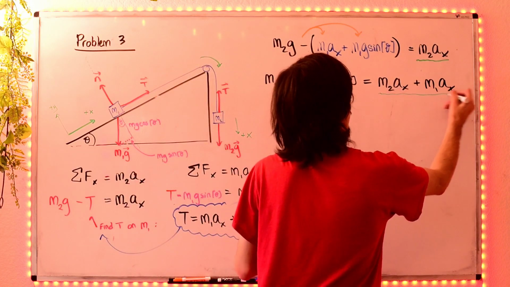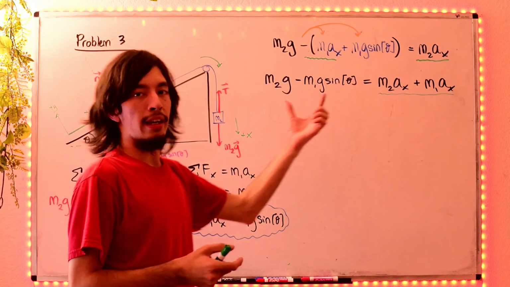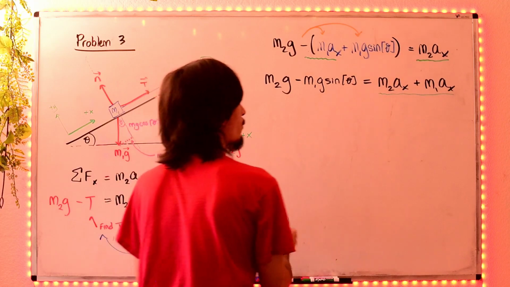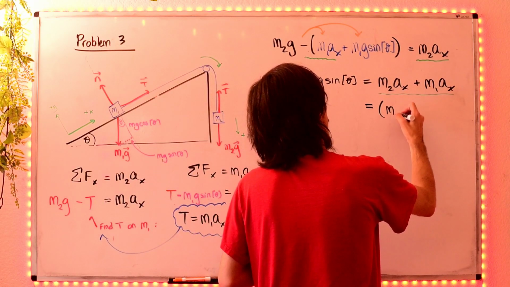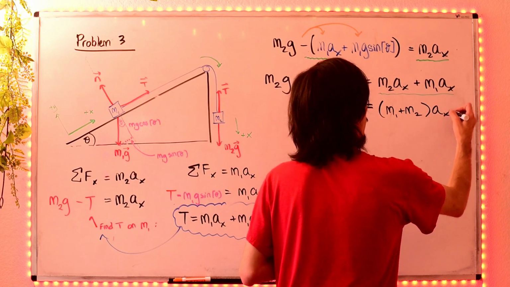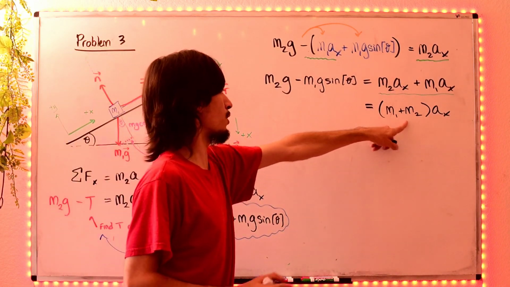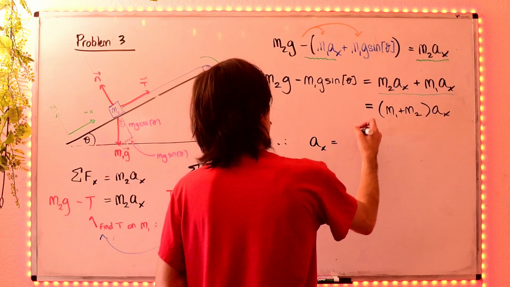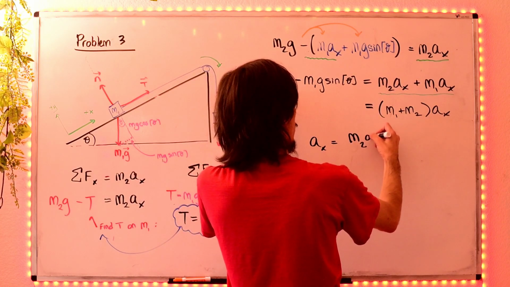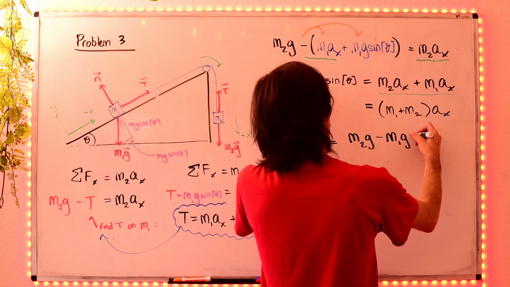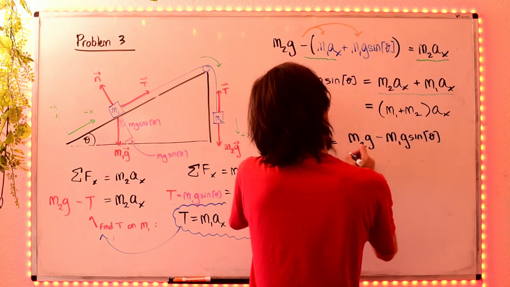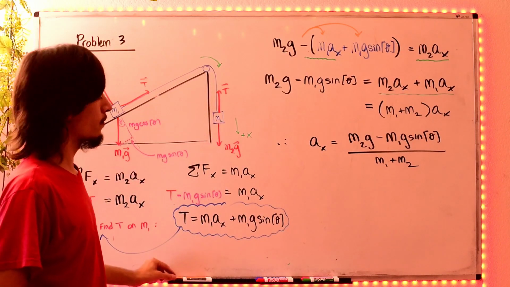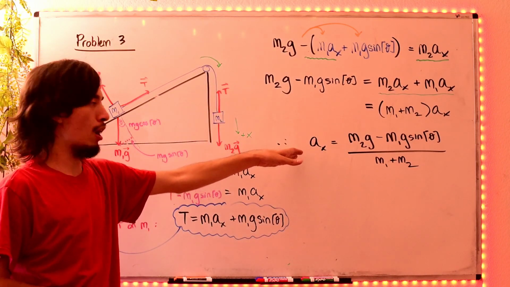So that's the two terms that we had. We've collected them, so what we're going to do is factor them out and move the rest of the stuff over. So now finally, when we factor it out, you have m1 plus m2, both times ax. Just divide the stuff over. So therefore, ax equals all the stuff on the left, m2g minus m1g sine theta, divided by m1 plus m2. Okay, this is the final expression for the acceleration.